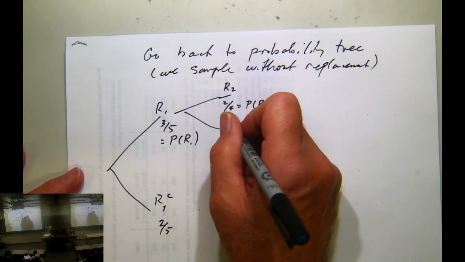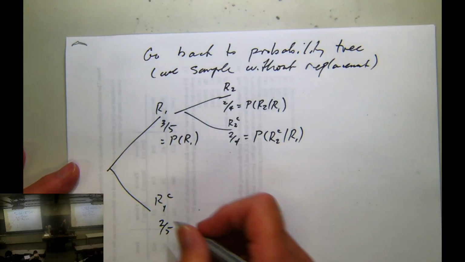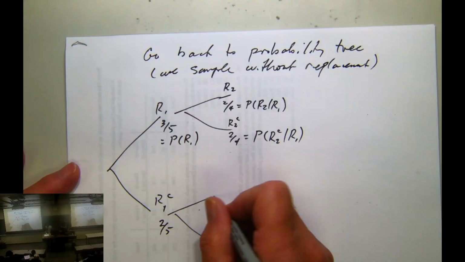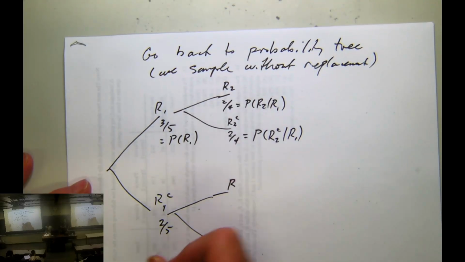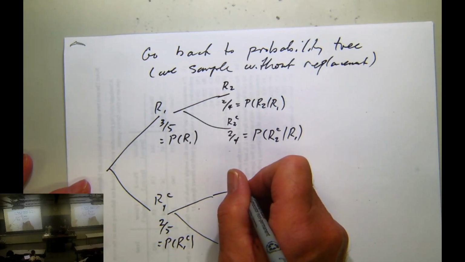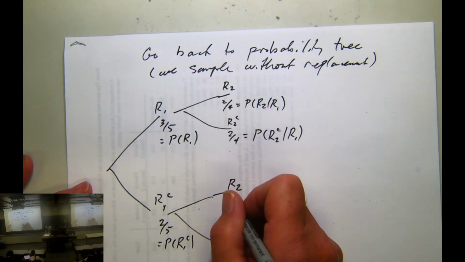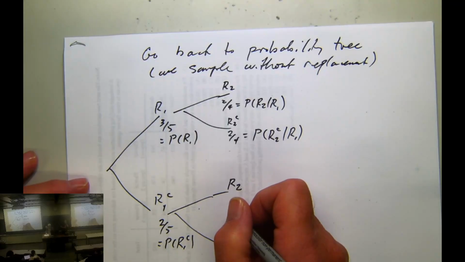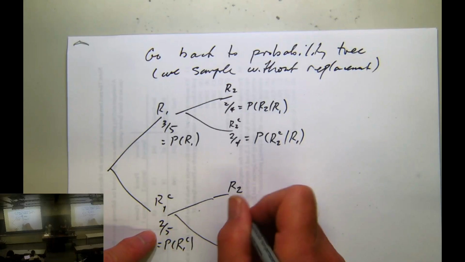And that was R2 complement, or you could call it the probability of a white if you wish. And we did this one. And so this is R2. This is going to be the probability of R1 complement. What was the probability of getting a red on the second, given I got a white on the first? It was 3 out of 4.